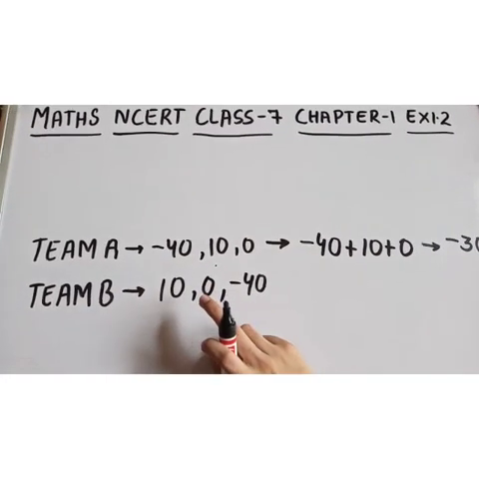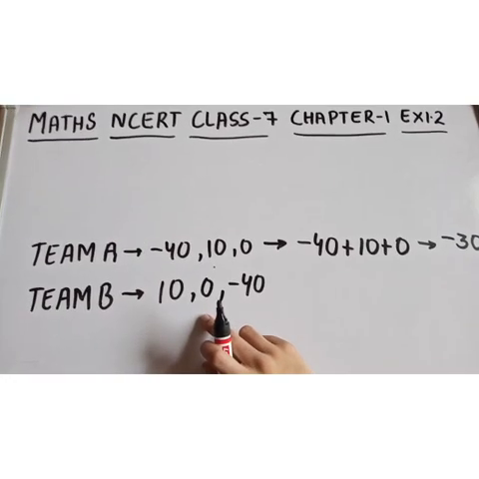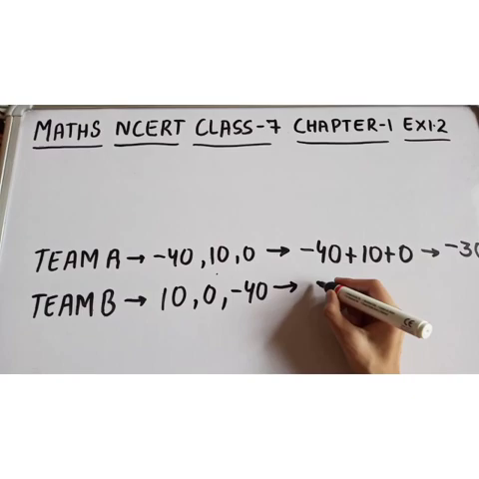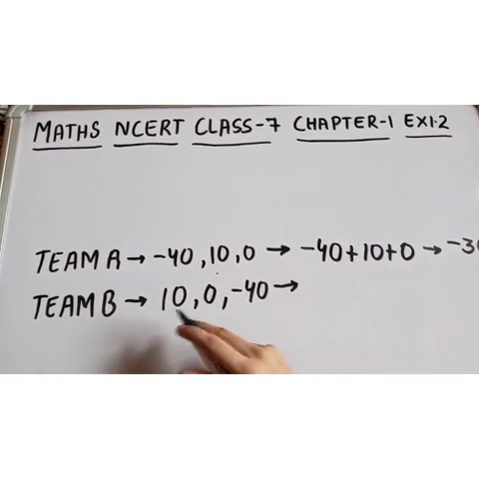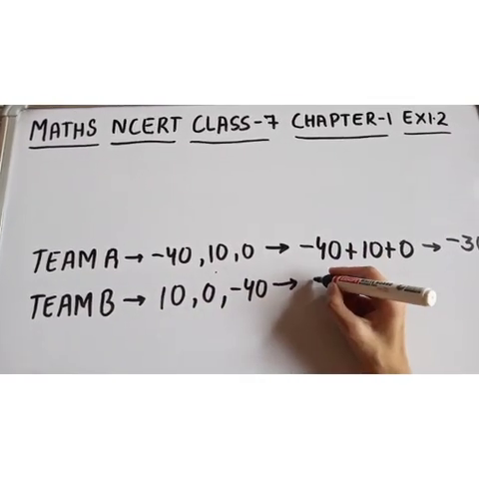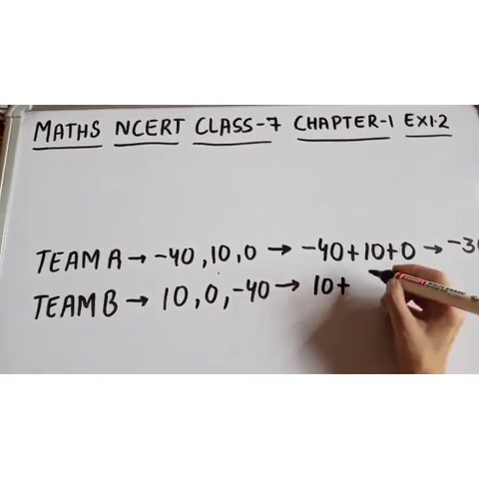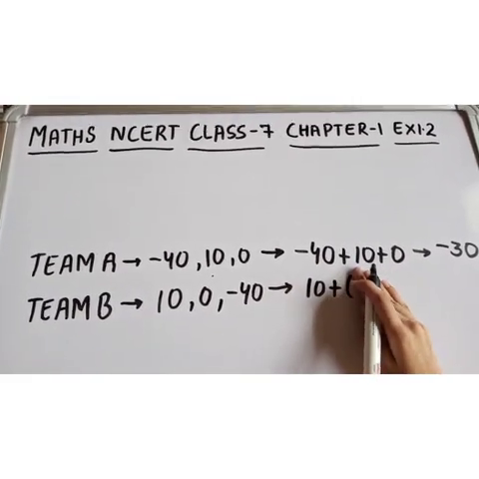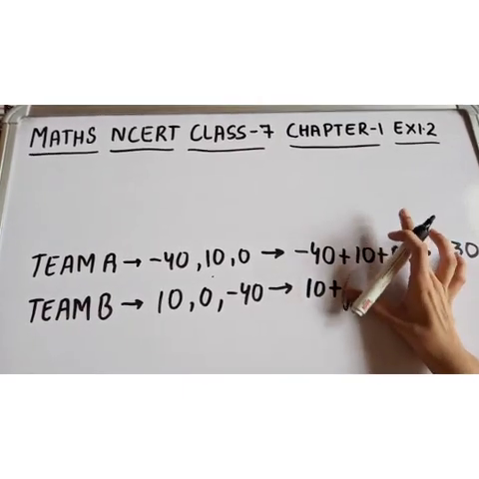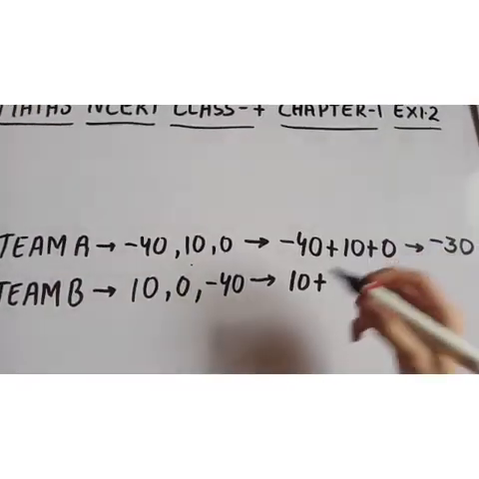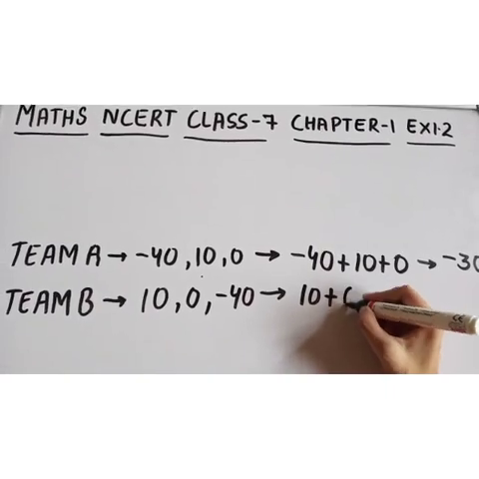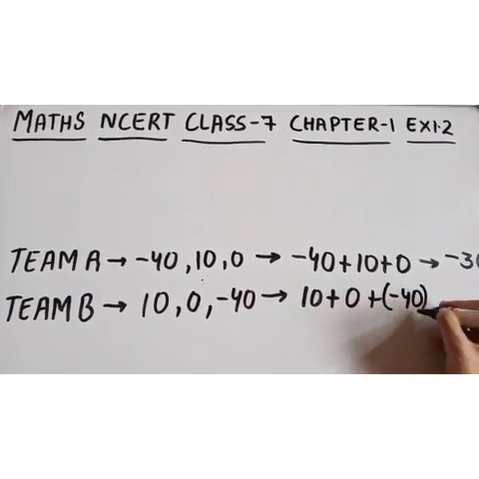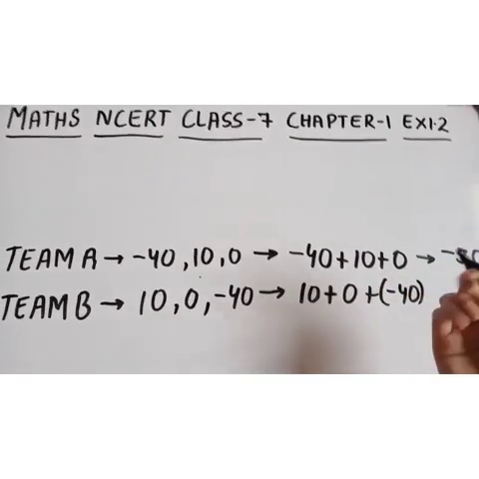Now let's do total of team B. So let's first of all put the plus sign in the numbers. 10 plus 0 plus -40. Now let's add them.